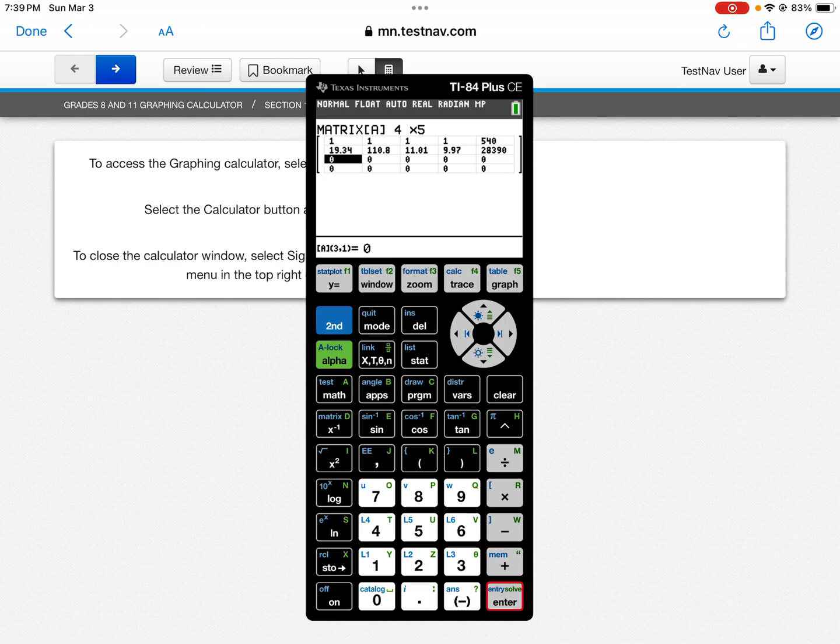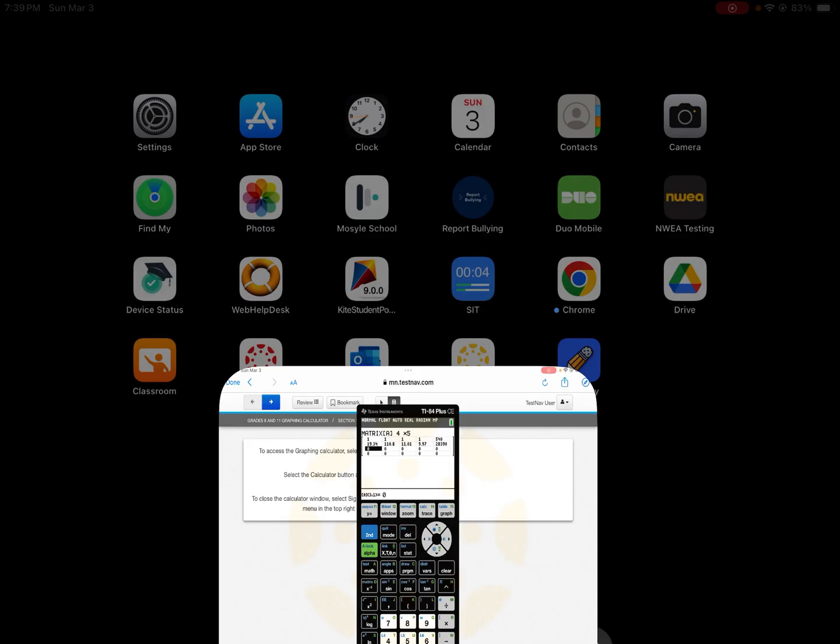Oh, it rounds it up. I wonder if it's holding the number though. I think it rounded it up just to make it fit. Wow, that's going to be a problem if that's not true.